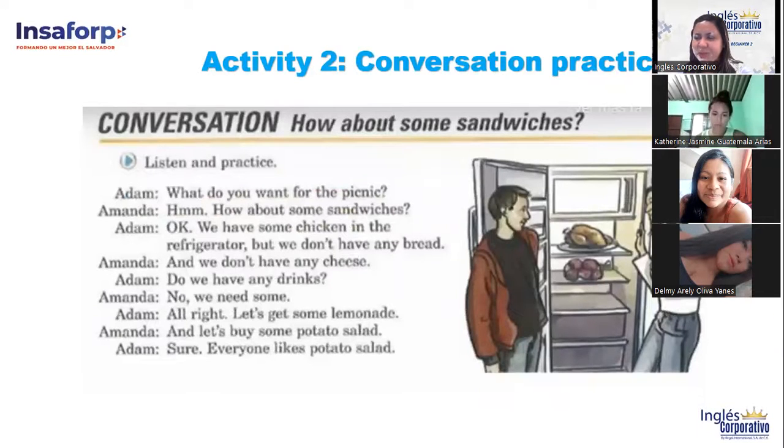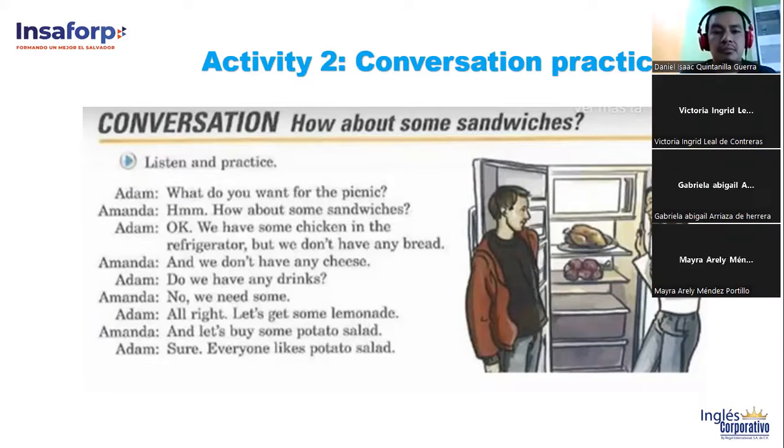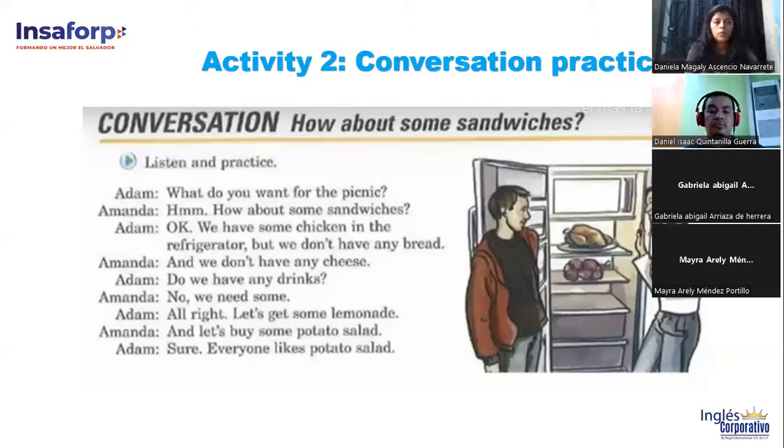How about some sandwiches? We have a conversation between Adam and Amanda. So I need two volunteers to read the conversation. I need one Adam and one Amanda. Volunteers? Hi. We have two participants, Victoria and the other. Victoria, today we're going to give the opportunity to Jancy and Delmi, because you had it yesterday. Thank you, Jancy and Delmi. Jancy, you're going to be Adam, and Delmi, you're going to be Amanda. Please.